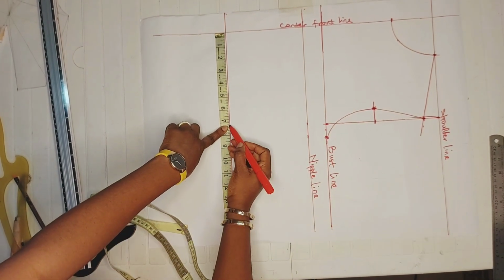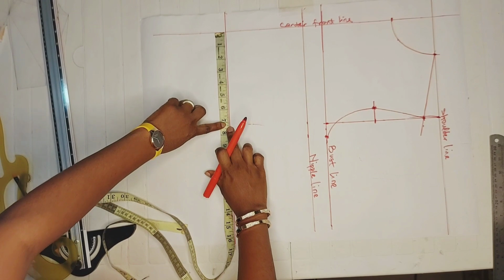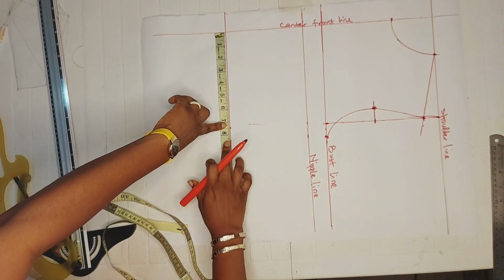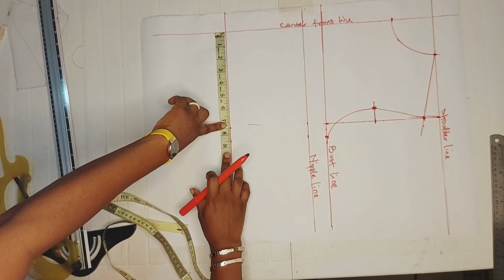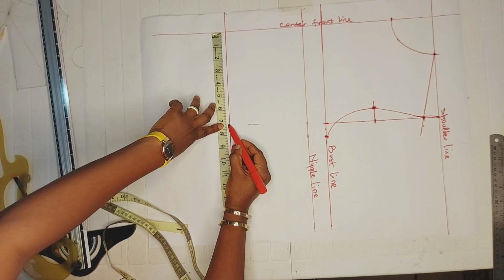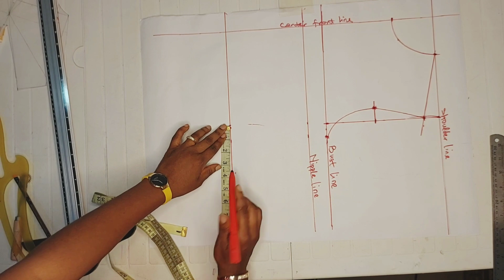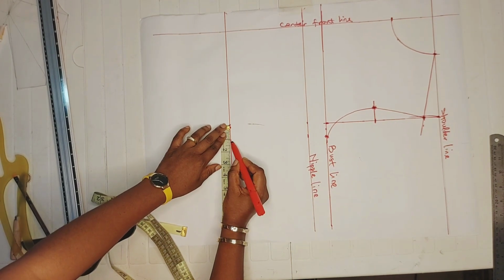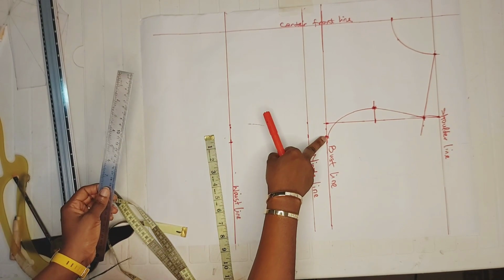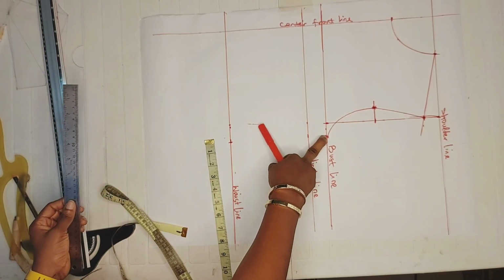So this is where 7.25 is. If we add 1 inch and a quarter to it, it will be somewhere around here. So we connect from this point here to this point here.